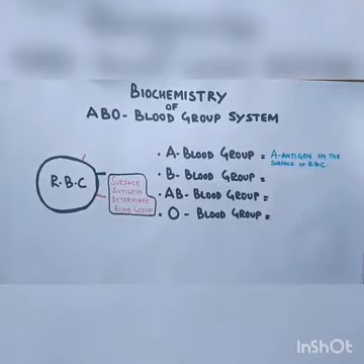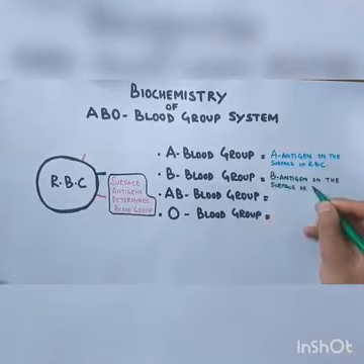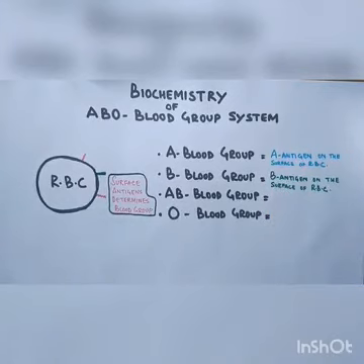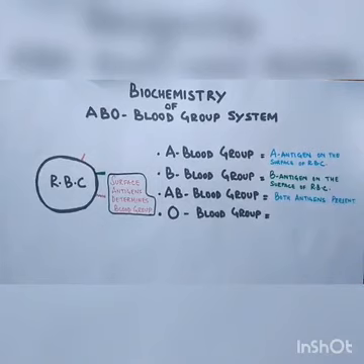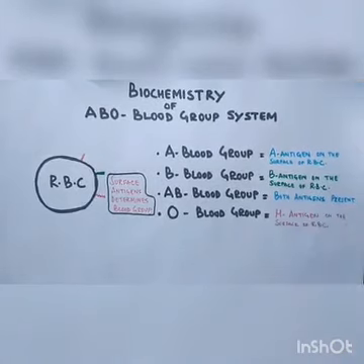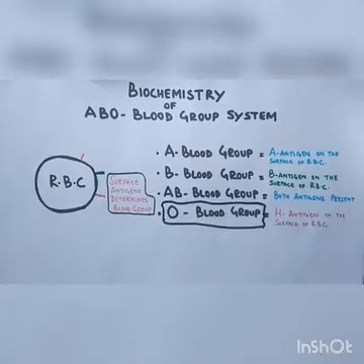In case of A blood group, A antigen is present on the surface of RBC, and in case of B blood group, B antigen is present on the surface of RBC, and in case of AB blood group, both antigens are present on the surface of RBC. And in O blood group, the H antigen is present on the surface of the RBC.